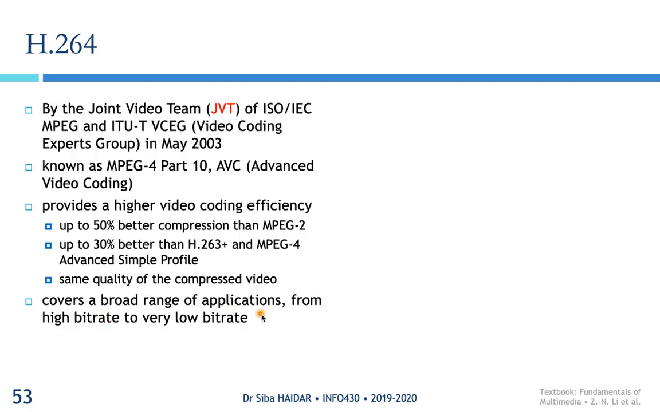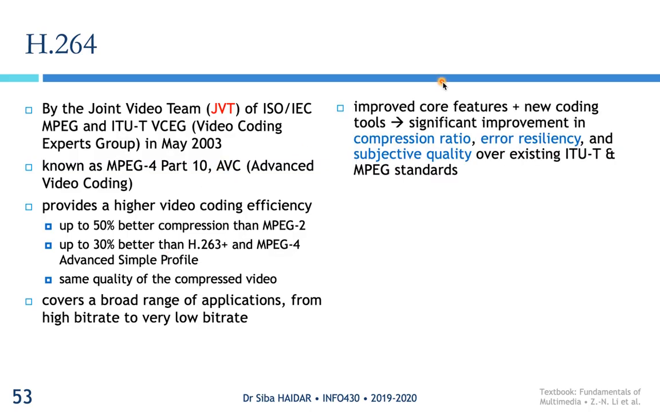It covers a broad range of applications from high bitrate to very low bitrate. You use very low bitrates even when we are in 2020. For example, for smart devices, if you have a smartwatch with a very low resolution, you need compression codings that are adequate for low bitrates. Improved core features in H.264 by reference to the previous standards are the improved core features plus the new coding tools. So there are tools that were not even present, not only improved.